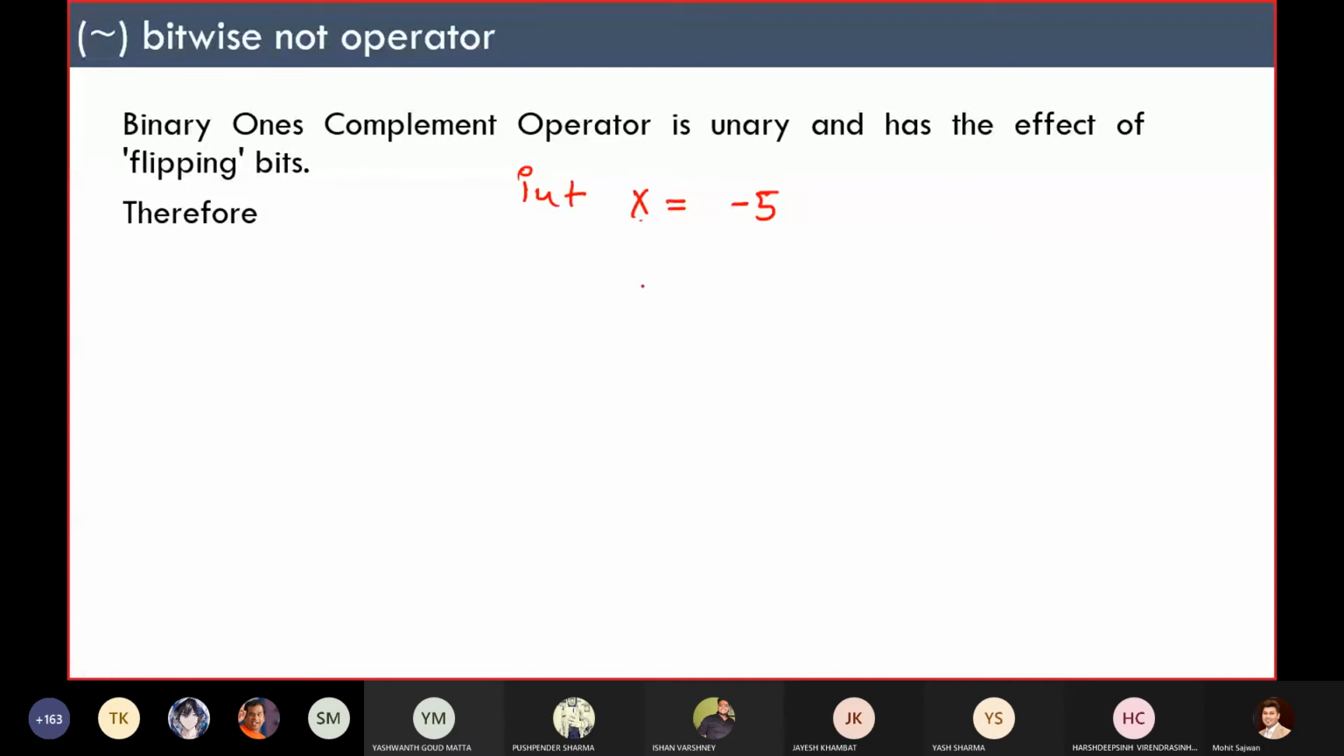So int x is equal to -5, and I want to perform the complement or not operator on this x. If you perform this operation, what output will you get? We have to find out. Let's assume we are just printing this value with System.out.println. So if we print the complement of x, what output will we get? What are the steps you need to follow? Let's go through them one by one.